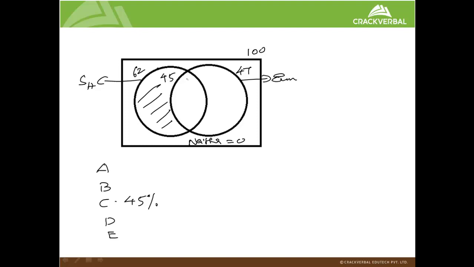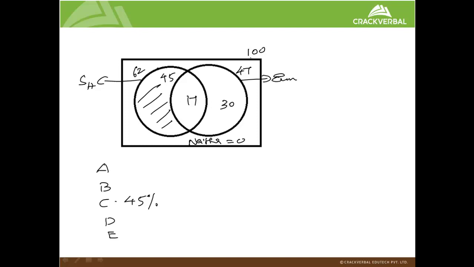So if this is 45, 62 minus 45 would be the number of people who are both stockholders as well as employees. So this becomes 17. So 62 minus 45 means this has to be 17. In that case, this has to be 30, the number of people who are only employees and not stockholders. So in that case we'll have 45, 17 and 30.